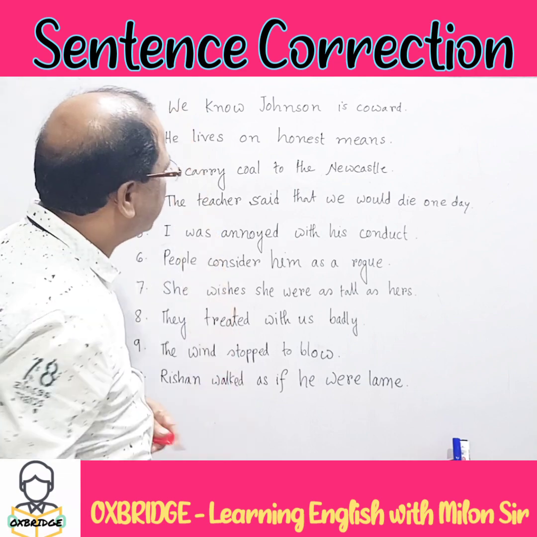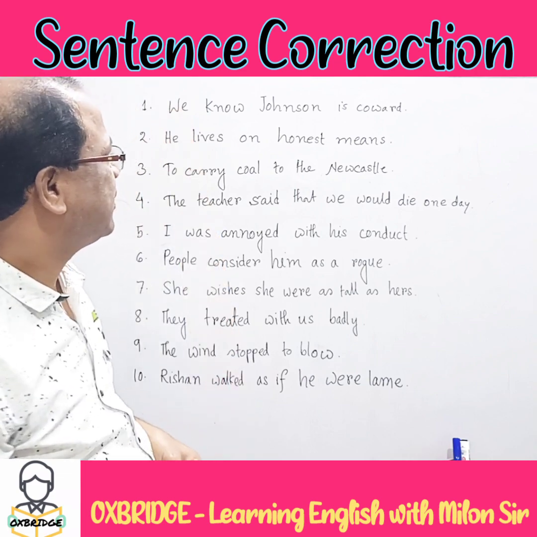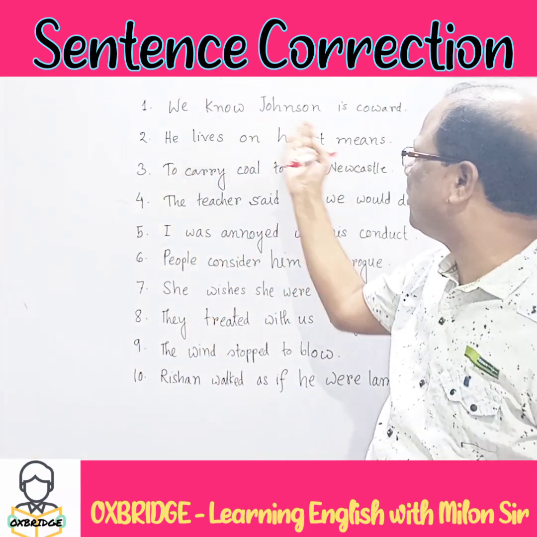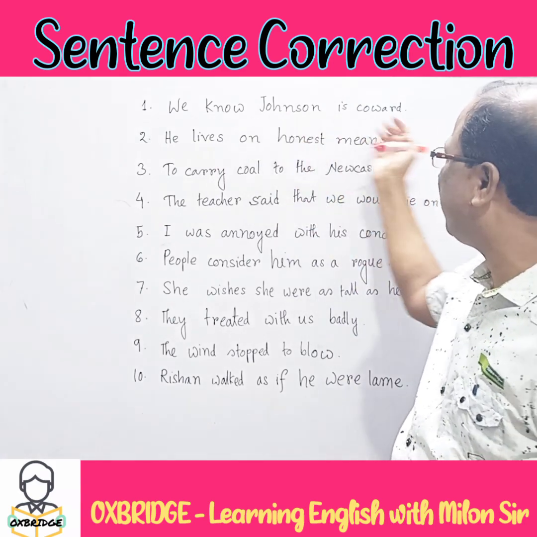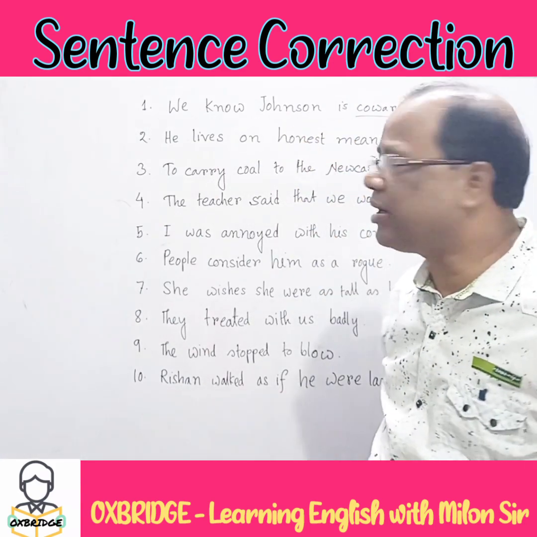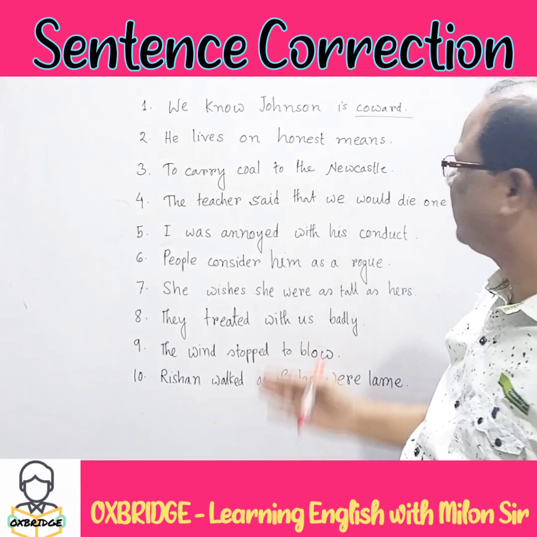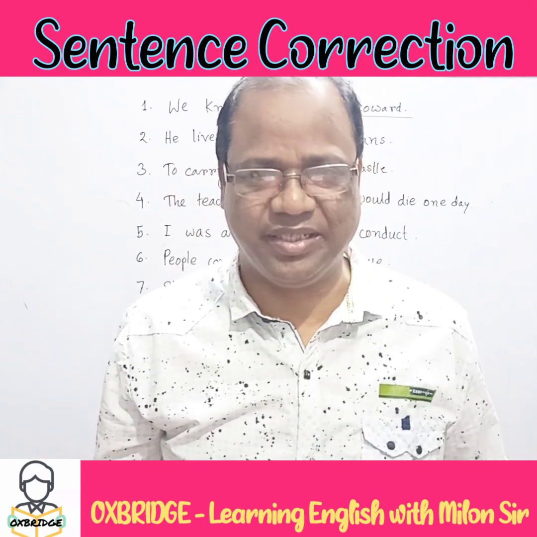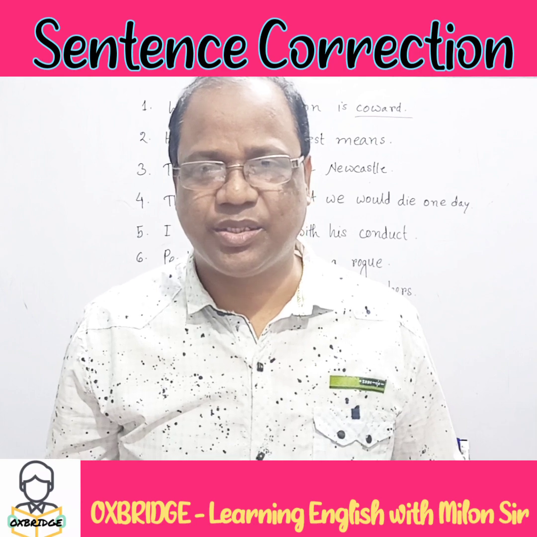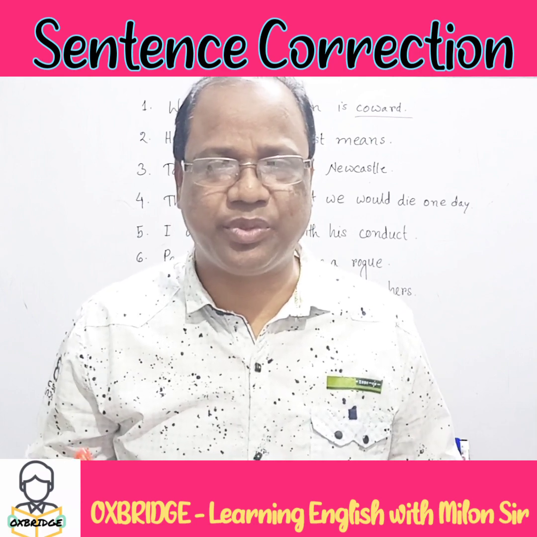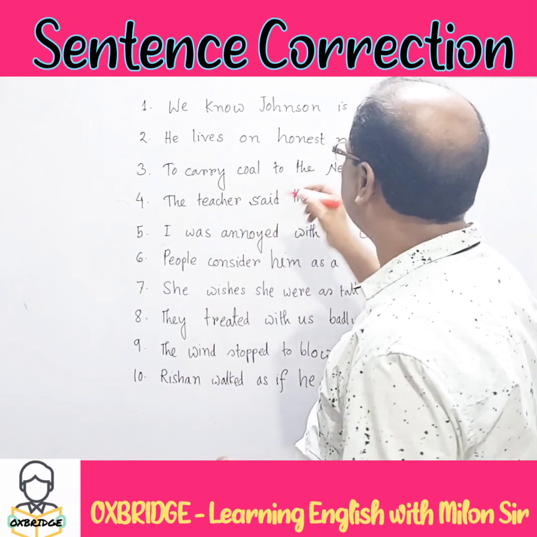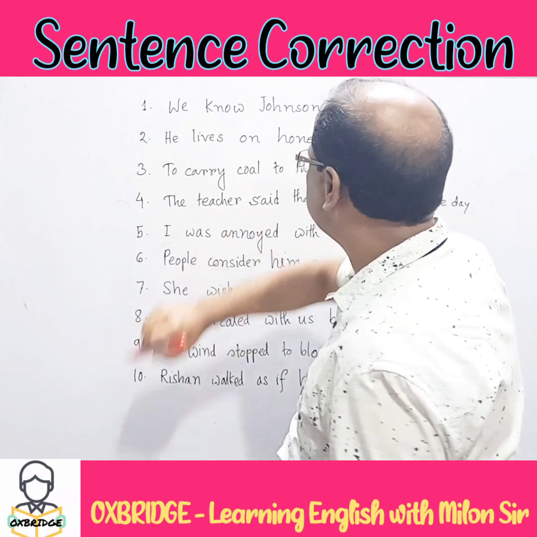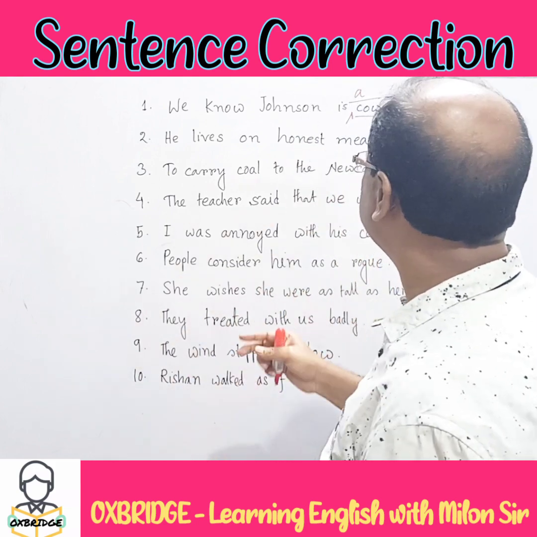We know Johnson is coward. Johnson is coward. So where is the problem? Here coward is a singular noun form, but there is no article. We know that a coward is someone who is very afraid to face something difficult or dangerous. So as a singular noun, we have to use an article before coward. So, Johnson is a coward is the right one. So correct yourself. We know Johnson is a coward.